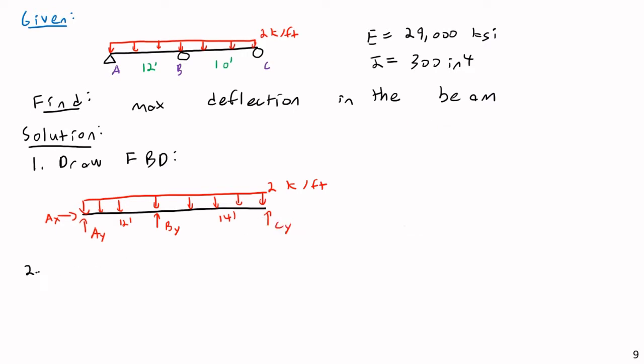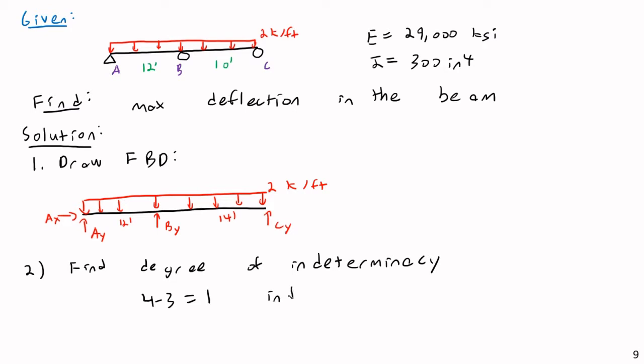So the second step is going to be to find the degree of indeterminacy. For this particular beam, we have 4 unknowns and 3 equations of equilibrium because this is a single rigid body. So 4 minus 3 equals 1. This is indeterminate to degree 1, or indeterminate to the 1st degree.